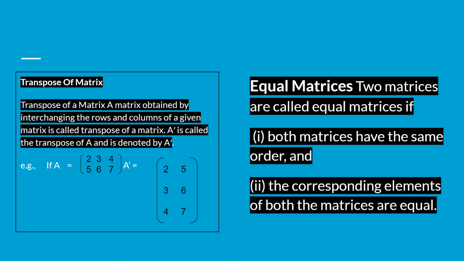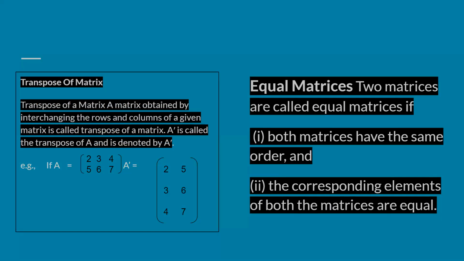Both matrices have the same order. Suppose the first is 2 by 2, the second should also be 2 by 2. And second, corresponding elements of both matrices are equal. So we have certain problems using equal matrices to find x or y or some variable.